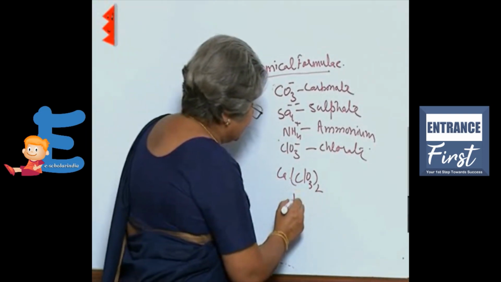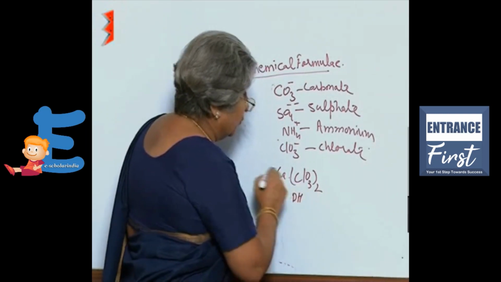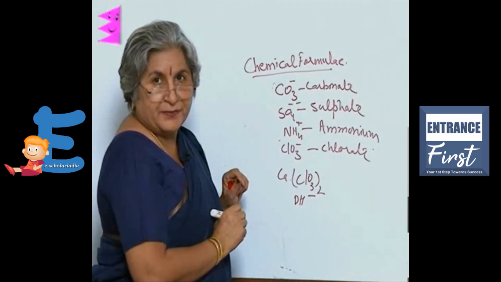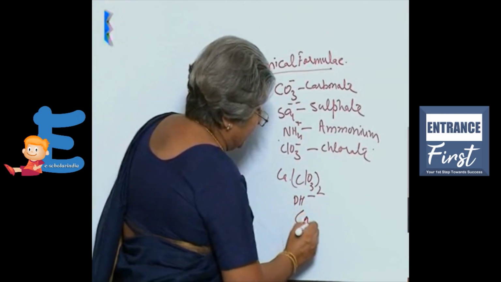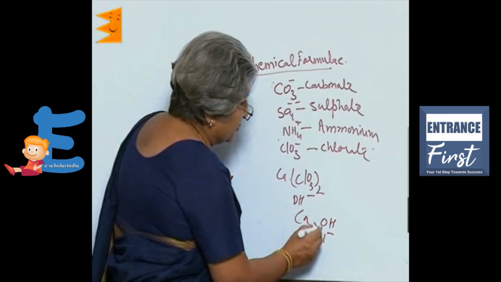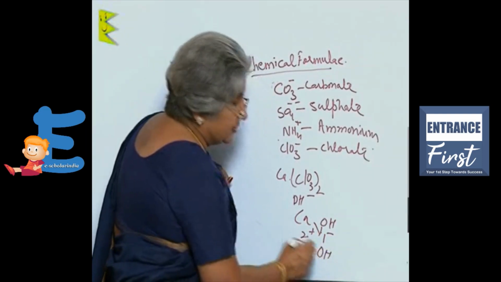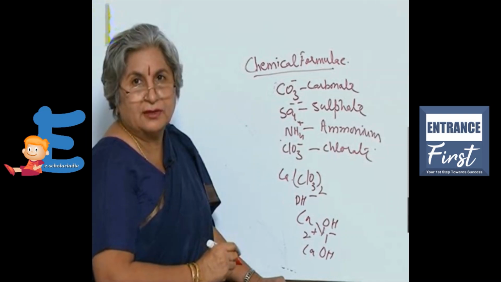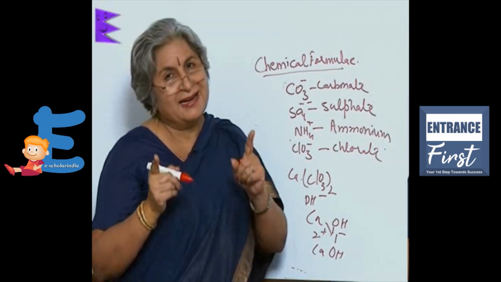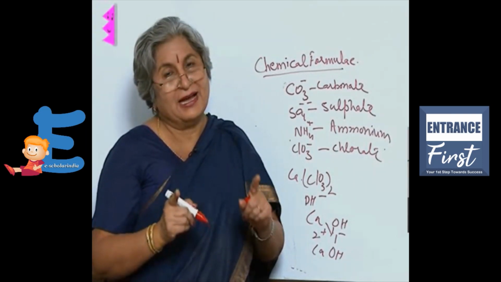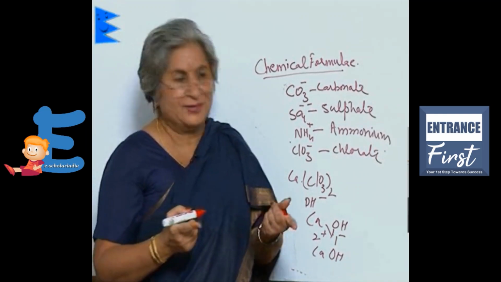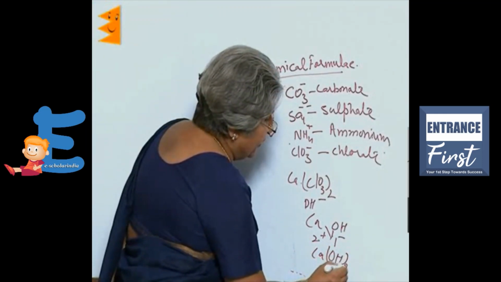For example, OH is also a polyatomic ion and it is -1. So if I want to write calcium hydroxide, Ca 2 positive, OH 1 negative, crisscross, CaOH. Now where do I put 2? After O or after H? Neither. In case of calcium hydroxide, the OH is double. It has 2 oxygen atoms and 2 hydrogen atoms. So it becomes Ca(OH) twice, that is, Ca(OH)2.